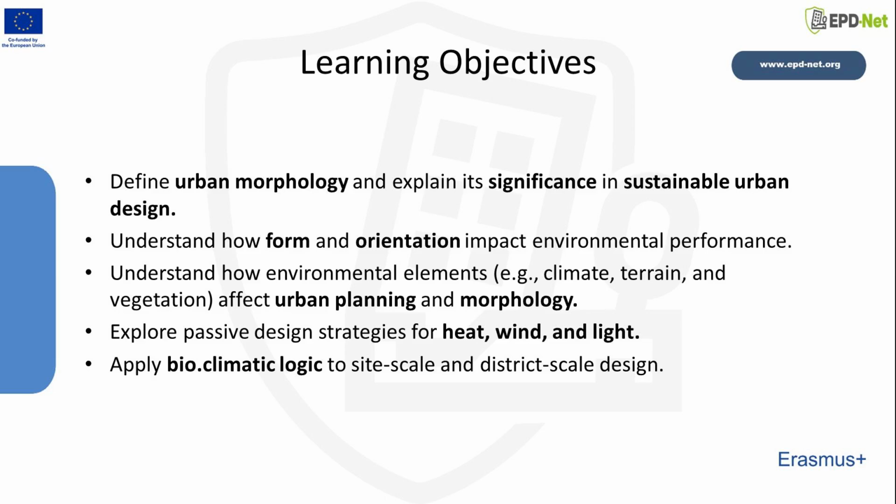First, we aim to define urban morphology and understand its significance in sustainable urban design. Urban morphology refers to the physical structure and spatial configuration of cities, street networks, block patterns, building forms, and open spaces. Understanding morphology allows us to evaluate how spatial organization influences environmental performance.